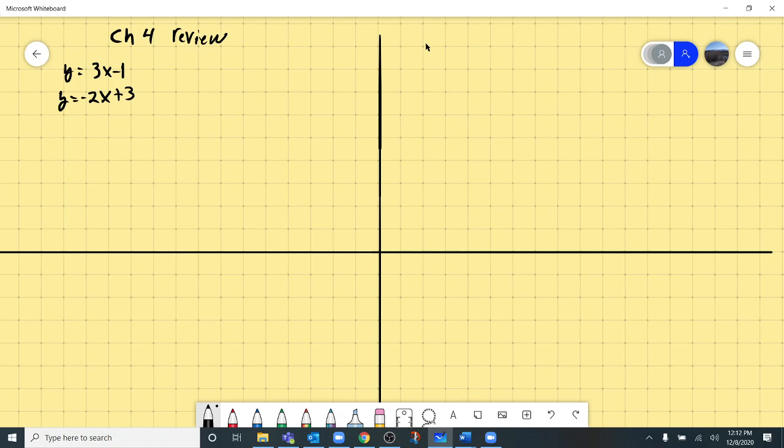We have y equals 3x minus 1, and y equals negative 2x plus 3. And so we're going to solve that using graphing. So I'm going to go ahead and graph this first one, y equals 3x minus 1. So we're going to start at negative 1. So I have a point right here. And my slope is 3. So that means I rise 3 and run 1. So 1, 2, 3 over 1.